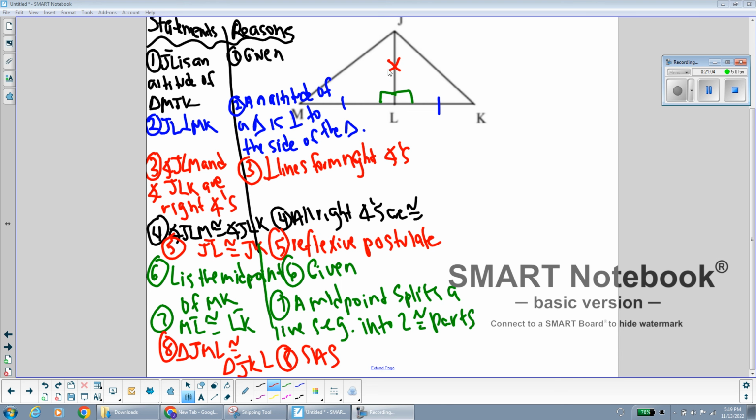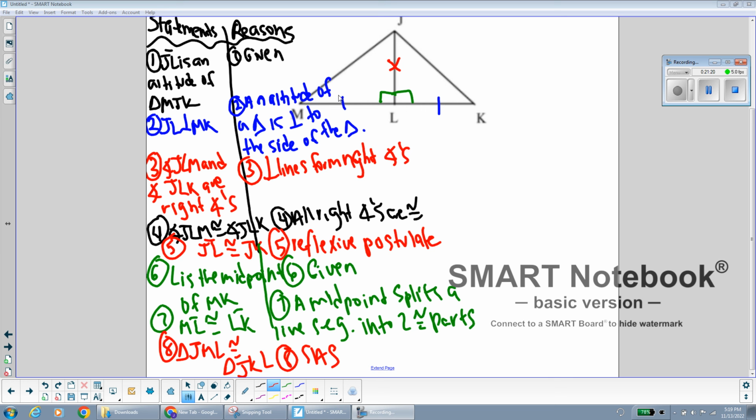Then, once I knew that the altitude was perpendicular to the side of the triangle, I could say that I have right angles since perpendicular lines form right angles. And then once I knew that these were both right angles, I could say that they were congruent because all right angles are congruent. They all have the same measurement.